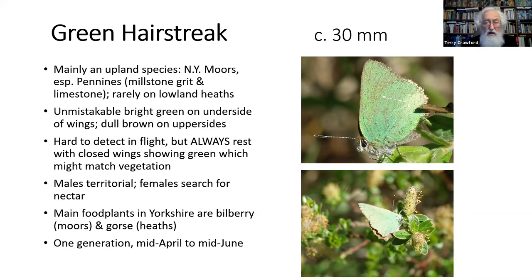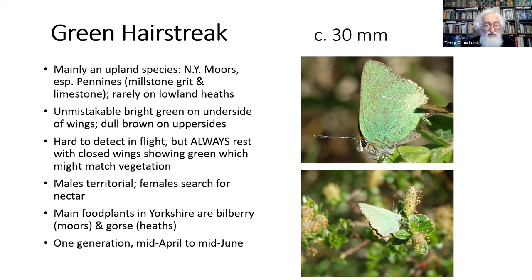Now, it's unmistakable because of the bright green colour, but this bright green colour is only on the underside of the wings, and it normally rests with the wings closed, so you see it. I've put this other photograph in as well because the wings aren't quite closed and you can just see the brown of the upper side of the wings. It's quite hard to detect in flight, but because they always rest with the wings closed, you can get a hunting image for the bright green. You will see them. The trouble is that they're sometimes pretty well camouflaged against the vegetation.